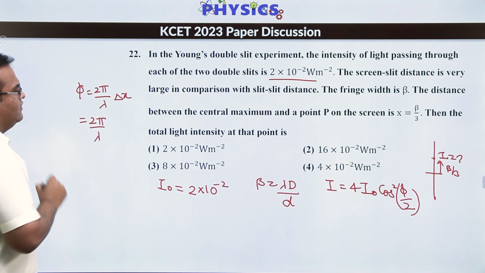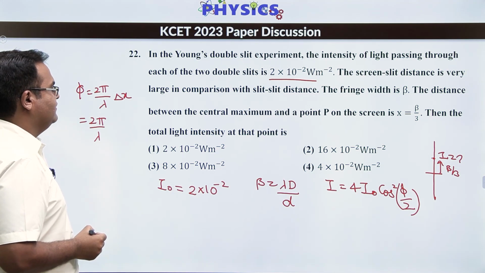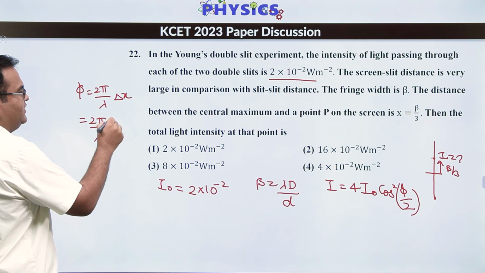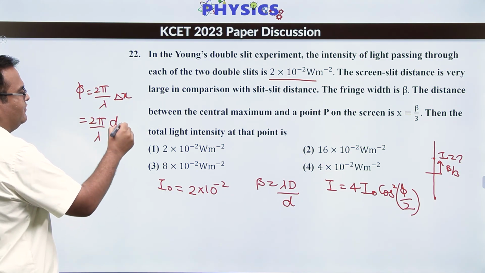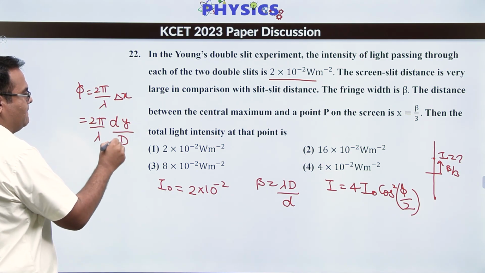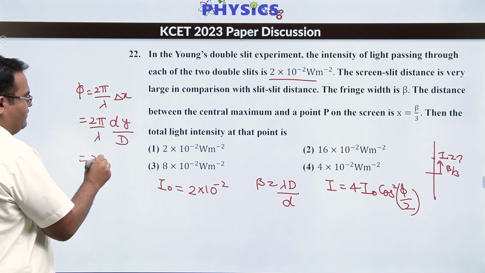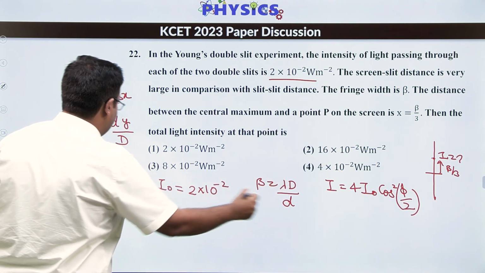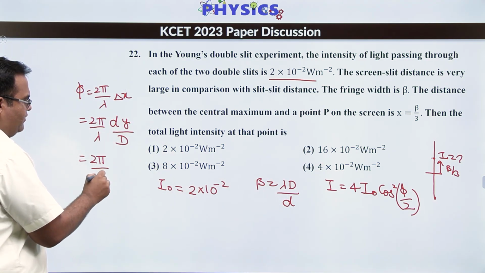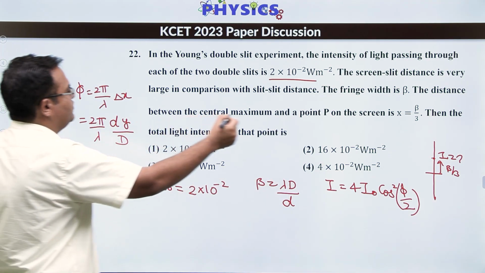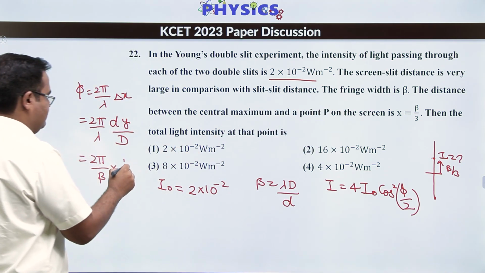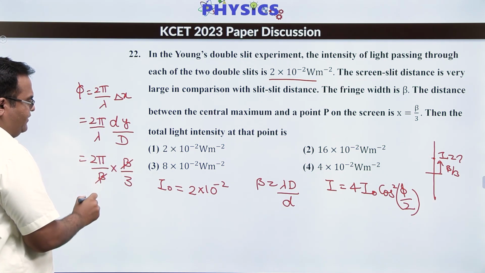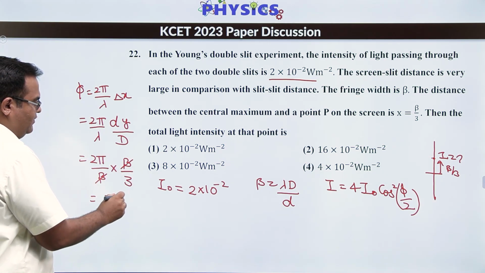Now, if we see, delta x for a YDSE is given by d sin theta, which is approximately d tan theta, which becomes dy by capital D, right. Now, we know that beta is lambda capital D by small d. From here we get 2 pi by beta, and they have given y to be beta by 3. From the central slit we are going to a distance beta by 3. So, we get that phi there is 2 pi by 3.